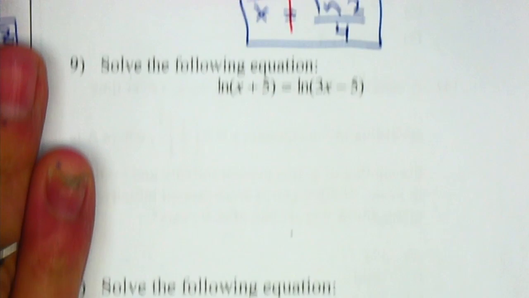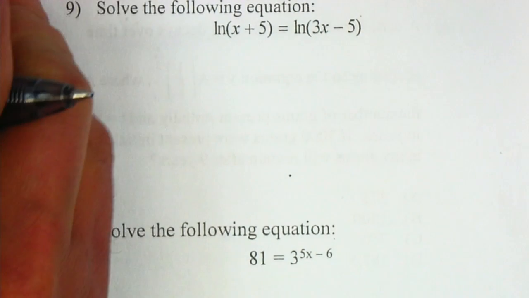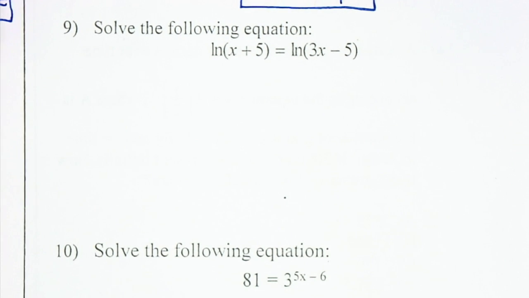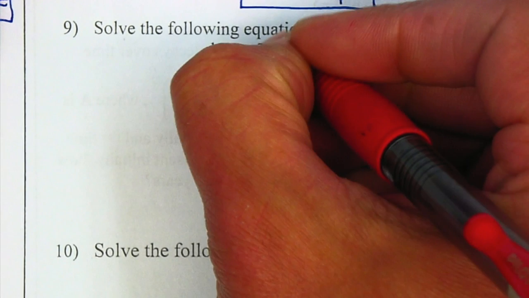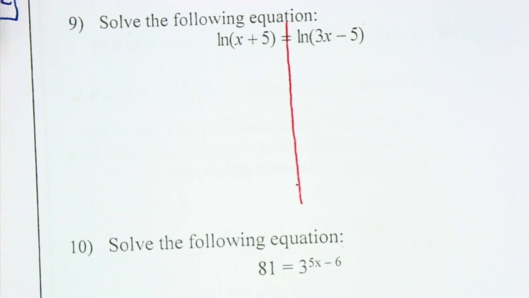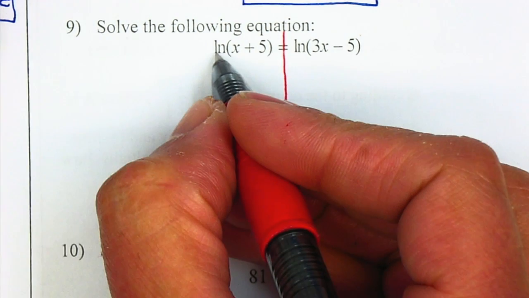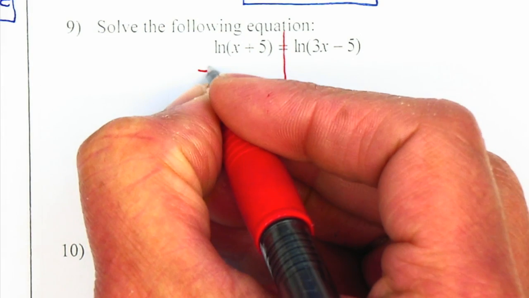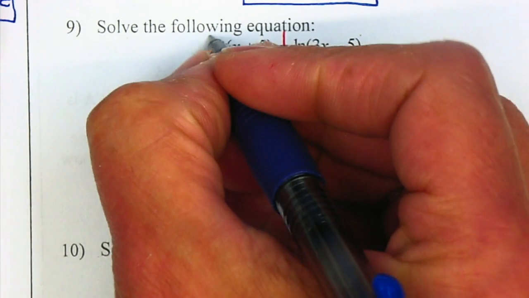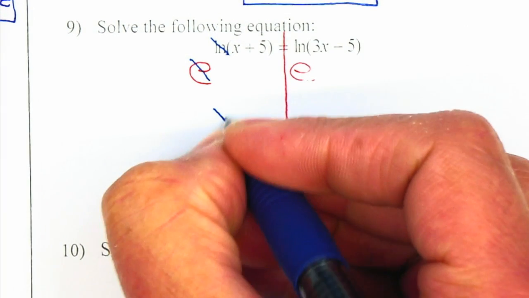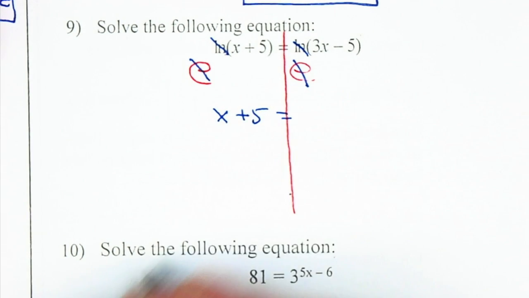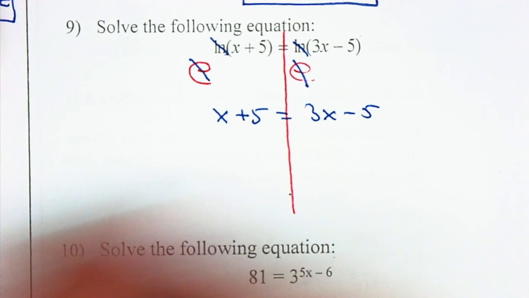Problem number 9. On problem number 9, we have a natural log on the left and on the right. I'm going to go ahead and get rid of the log on the left. The opposite of a log will be a base, in this case base e, on the left and on the right. The ln and the base e cancel each other out. x plus 5 is equal to, on the right, cancels out as well, 3x minus 5.